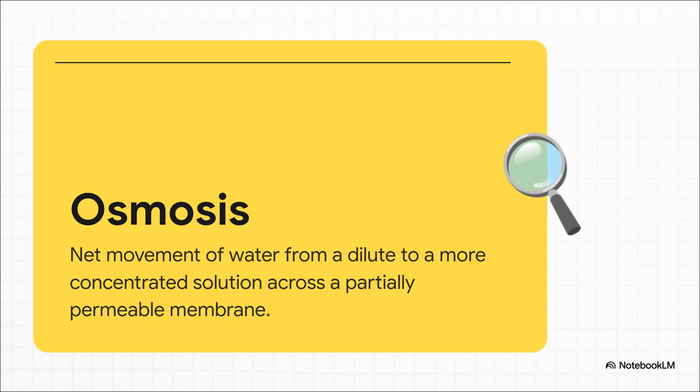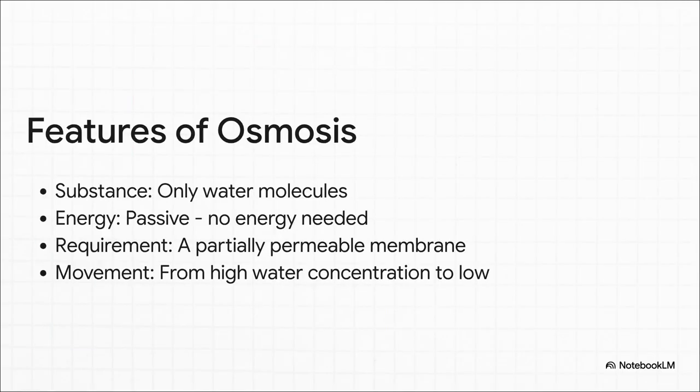Let's break that down. A dilute solution just means there's a lot of water. A concentrated solution means there's less water and more other stuff dissolved in it. So really, water is still just moving from where there's a lot of it to where there's less of it. So you can think of osmosis as diffusion with a couple of special rules. Rule number 1, we're only talking about water molecules. Rule number 2, it has to happen across what's called a partially permeable membrane, basically a filter that lets water pass through but blocks bigger molecules. And just like its big brother diffusion, osmosis is totally passive. The cell doesn't lift a finger.